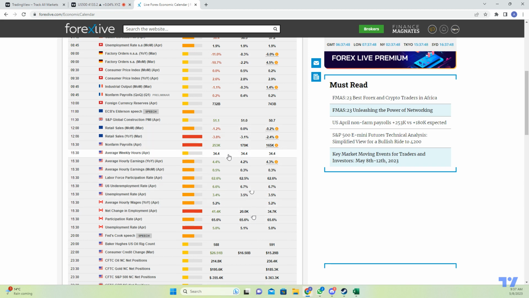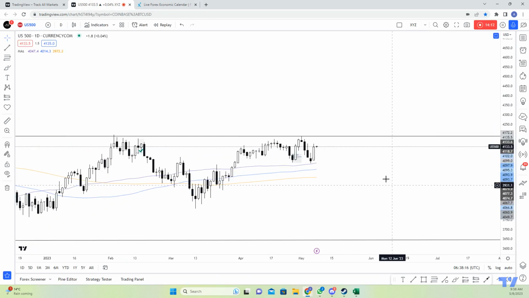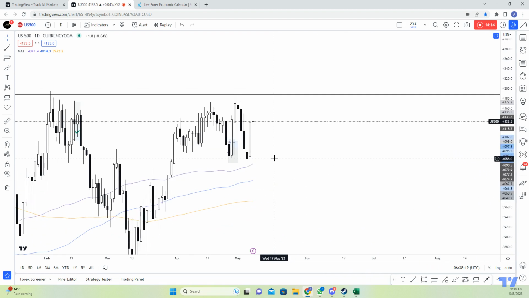Here, everything looks really, really good, although these numbers are not that high as expected because this is revised from 2,360K. So they didn't add that much jobs, but average hourly earnings, this looks like it's gonna fuel inflation. Unemployment rate is still ticking lower, which is not what the Fed wants. So overall, if you look at this rally, we had these conditions on Friday.